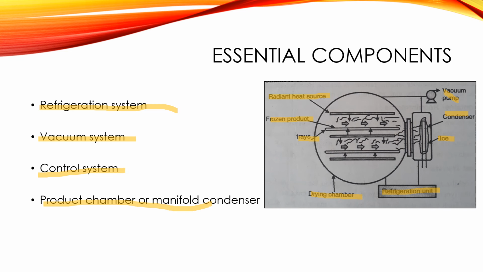So let's see one by one in brief. The chamber: this is the vacuum tight box, sometimes called the lyophilization chamber, or also called a cabinet. And the chamber contains shelves for processing the product.